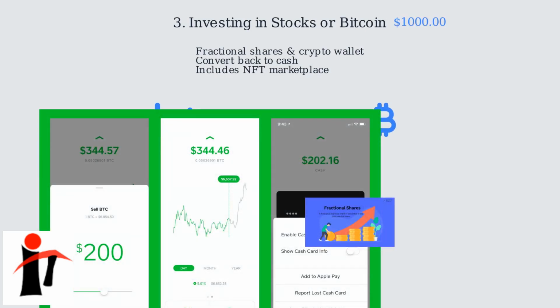Allocate cash into fractional stock shares or Bitcoin purchases. The app integrates stock trading and includes a crypto wallet. Withdrawals can be converted back to cash or transferred to banks, with features like fractional shares and an NFT marketplace.